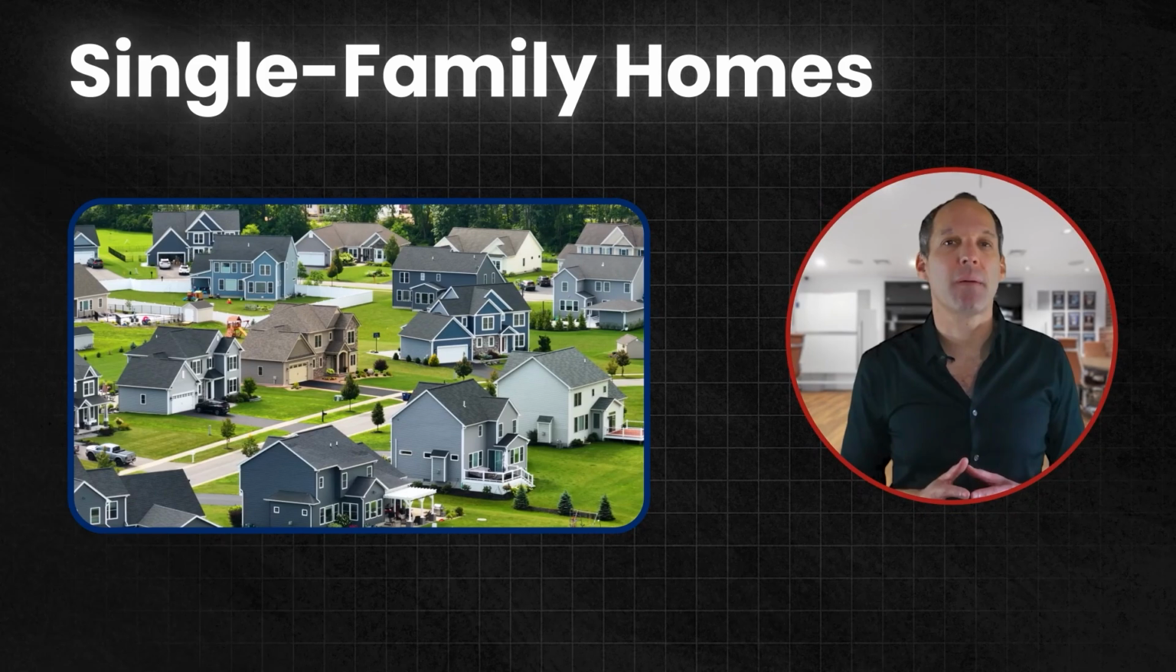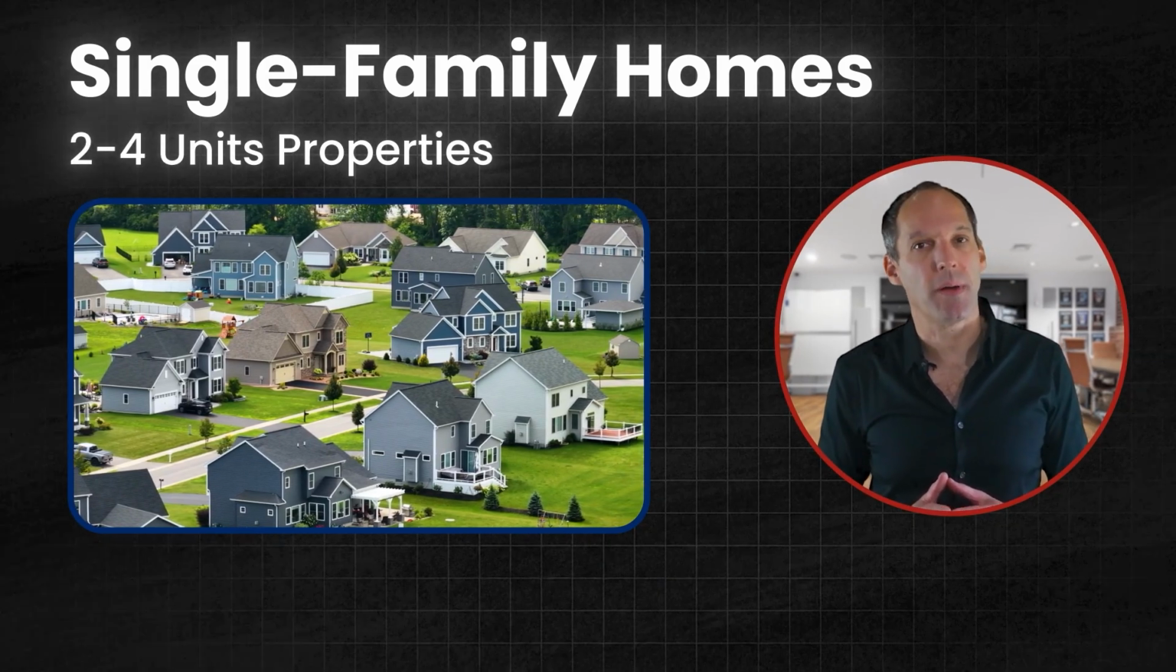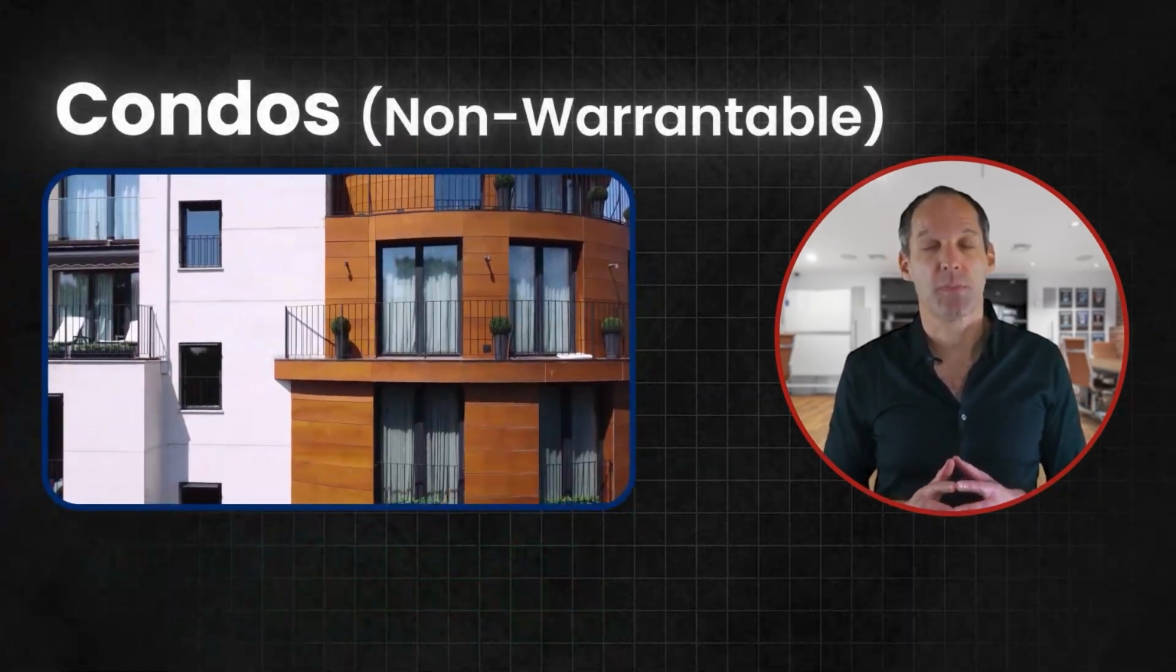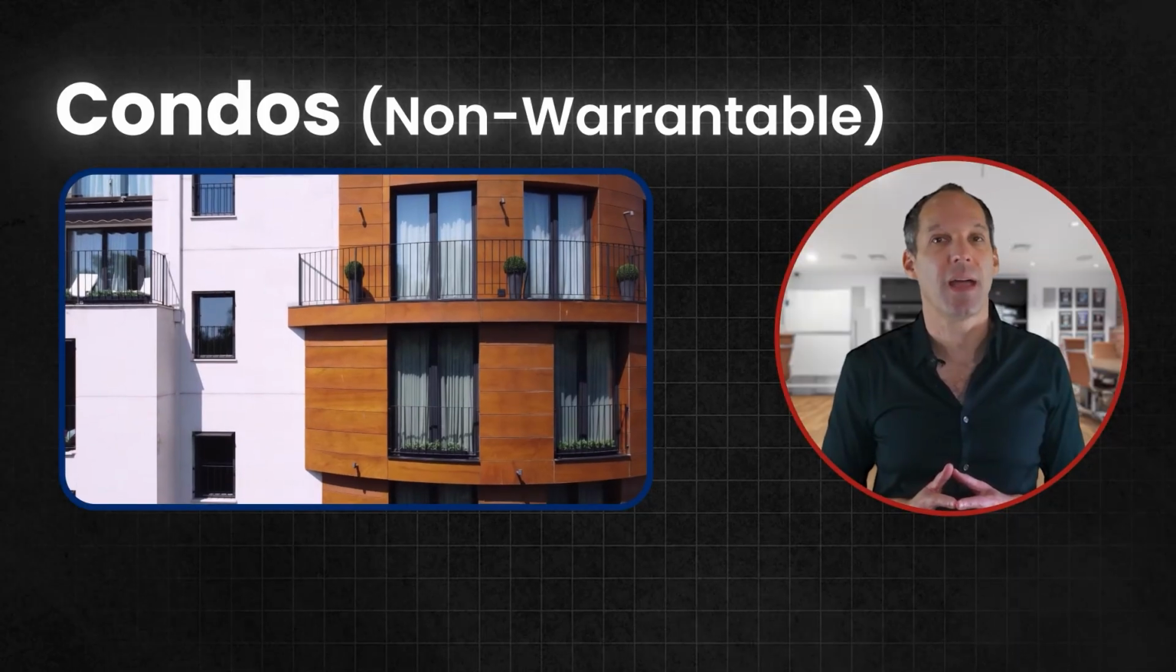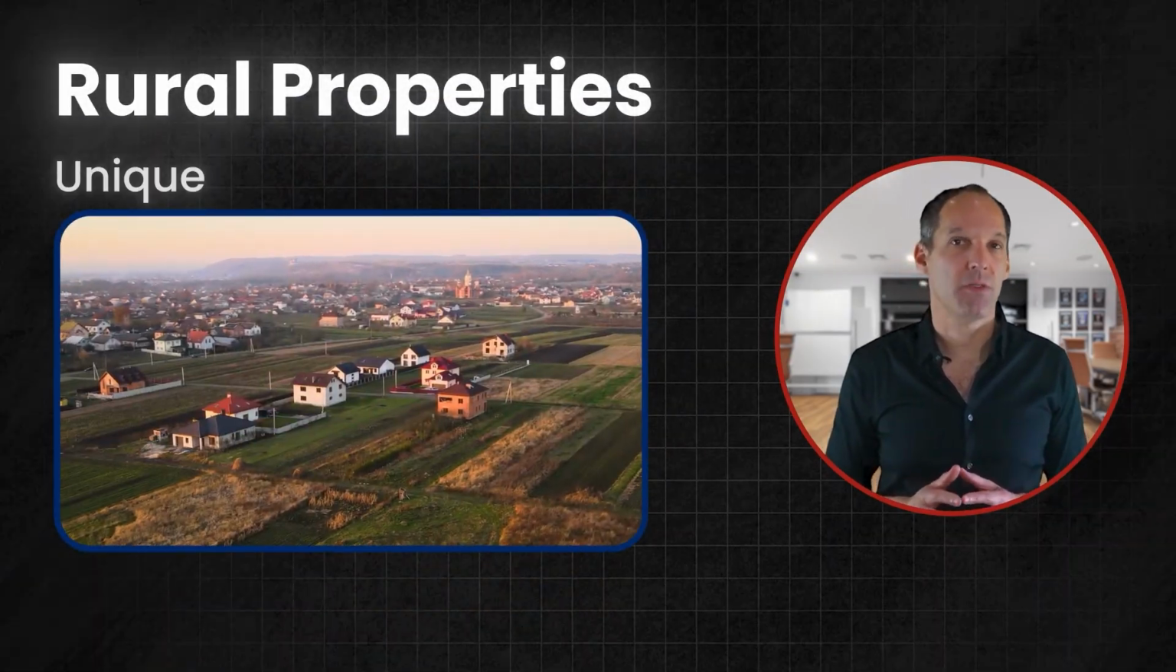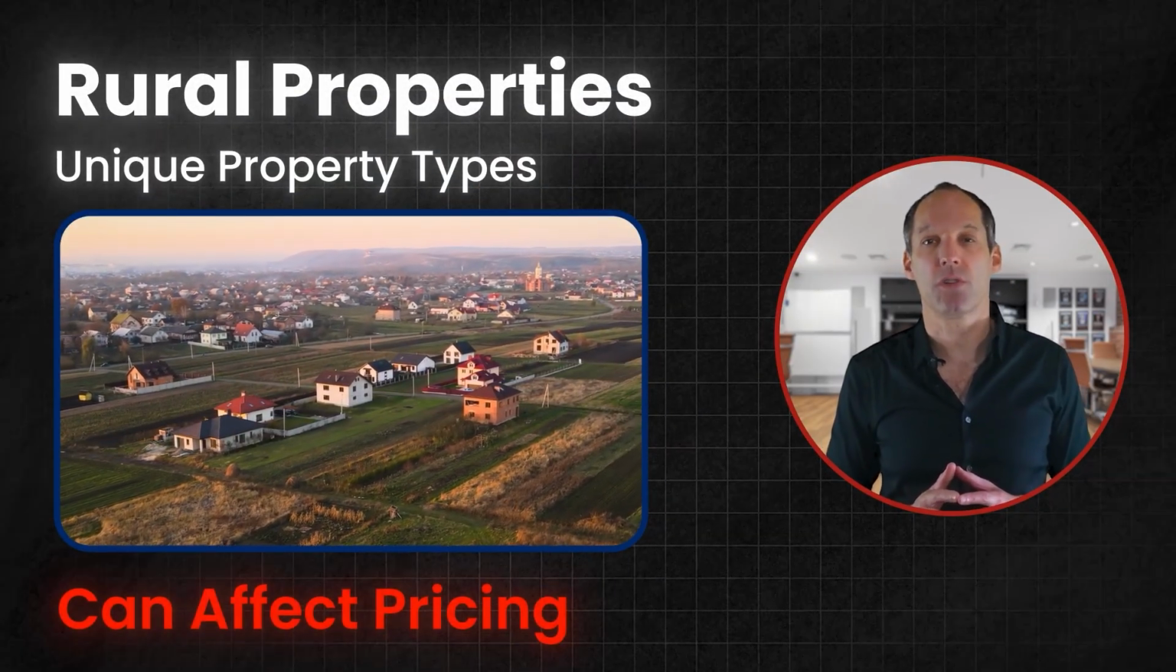Factor number 5, the property type. Single family homes and 2 to 4 unit properties get the best rates. Condos, especially non-warrantable condos, may have rate adjustments. Rural properties or unique property types can also affect pricing.